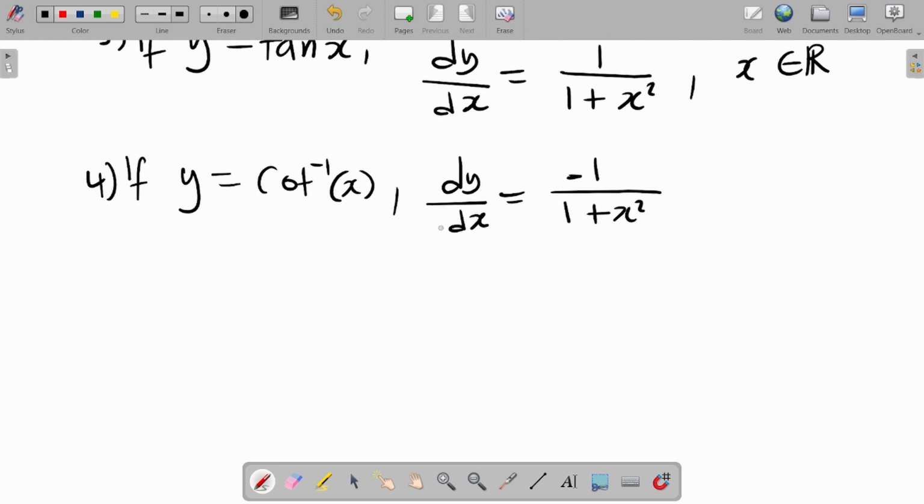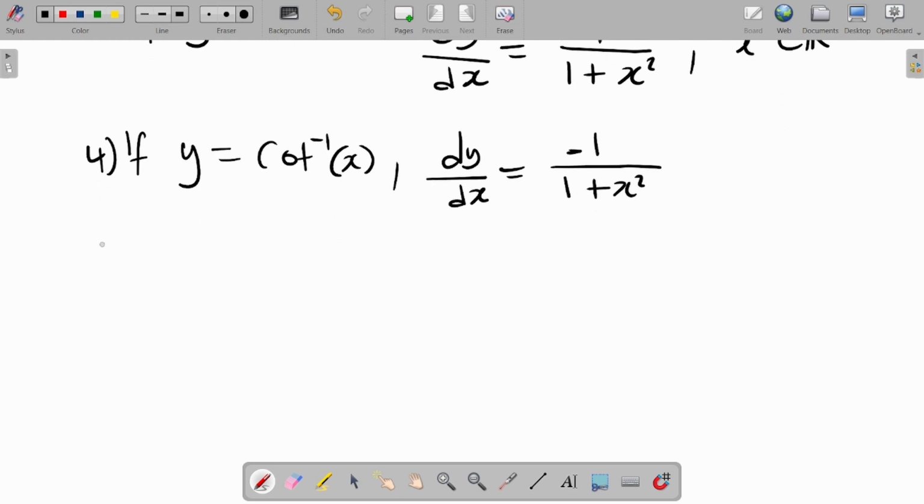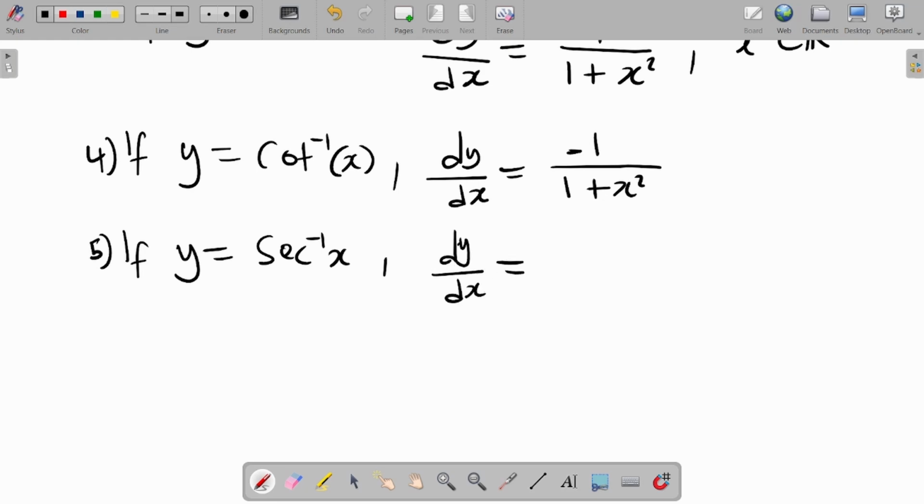Okay. Next, the obvious trig function that you can talk about is when y is sec inverse of x. Our dy over dx will now be given by 1 over the absolute value of x times the square root of x squared minus 1.